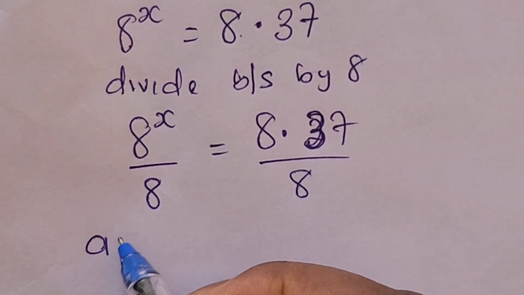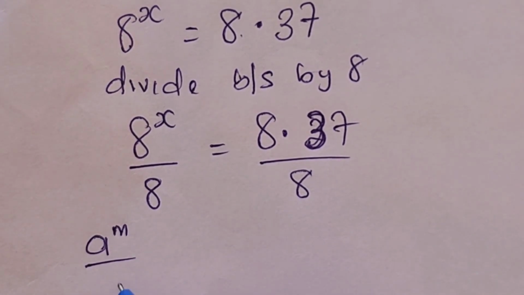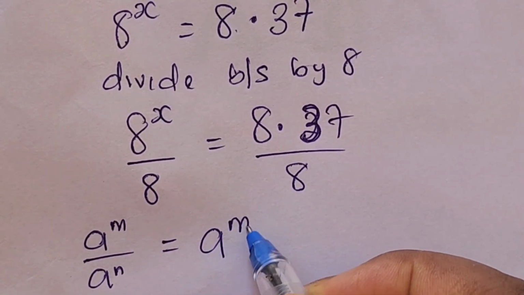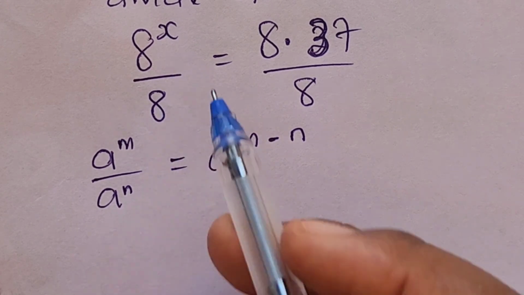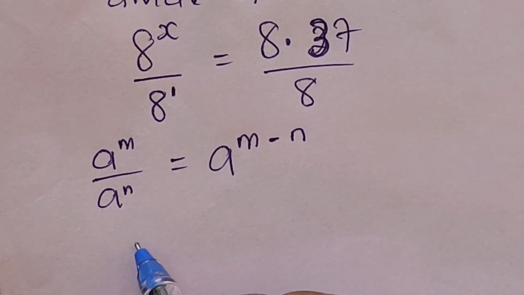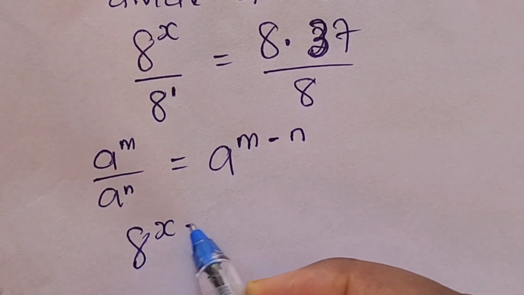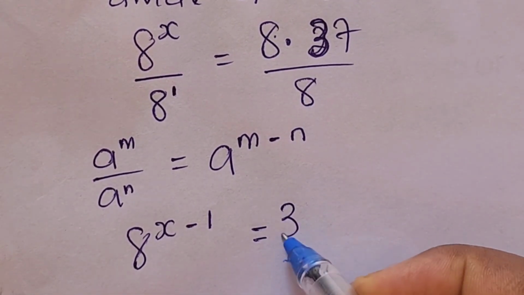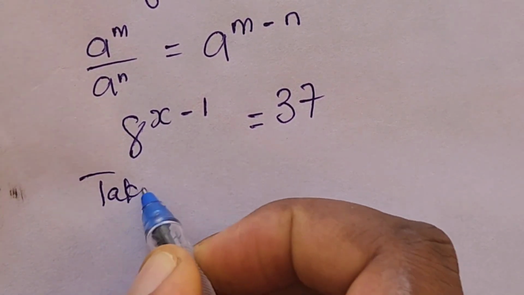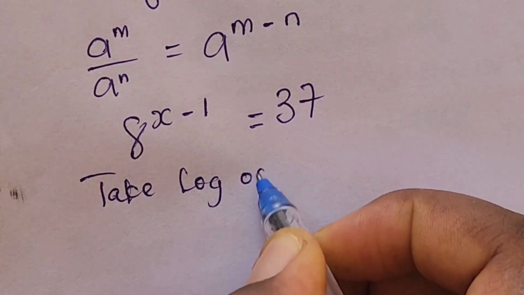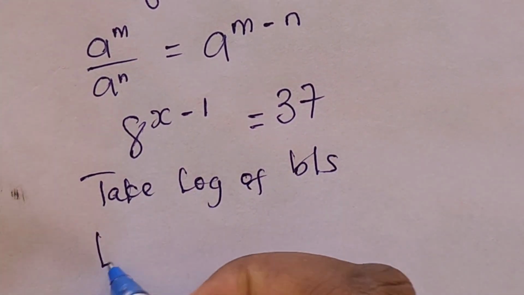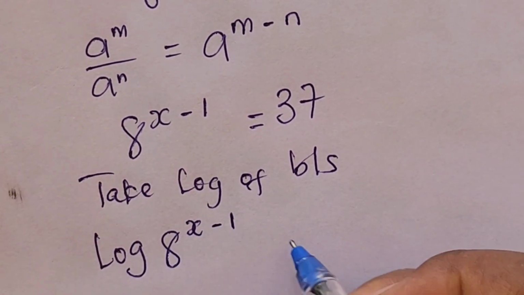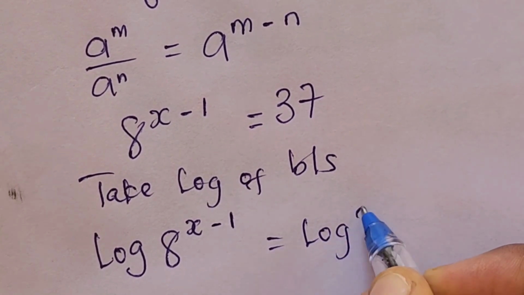And we have 8 to the power of m over 8 to the power of n. This is equal to 8 to the power of m minus n. So we have our power here is 1. So we have 8 to the power of x minus 1 is equal to, this will cancel this, we have 37. We'll be taking log of both sides. We have log of 8 to the power of x minus 1 is equal to log of 37.